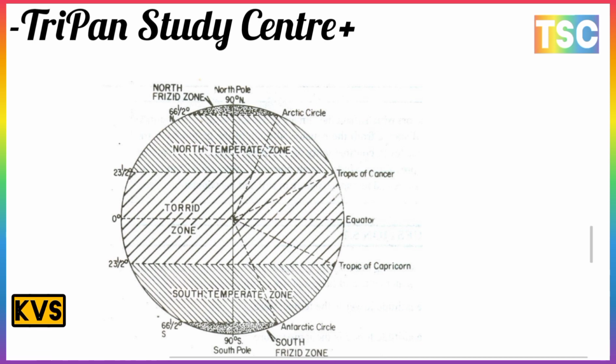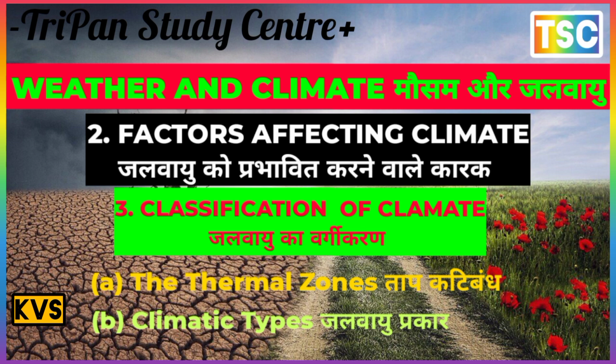These five zones are most important, as shown in this diagram. The first one is the torrid zone. It is the largest thermal zone.